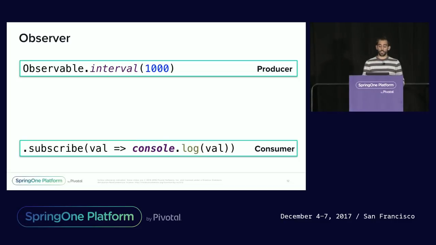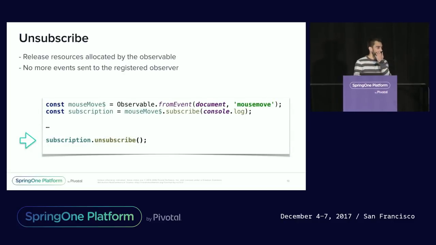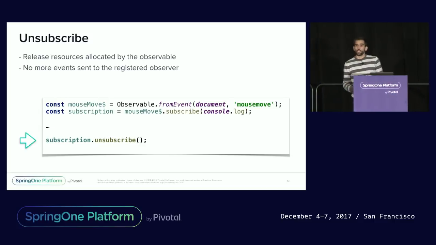But in between the producer and the consumer, we can have a pipeline of operators. And that's basically the value of RxJS. Right? So how we basically deal with the values that come from the producer into the consumer. So this is basically what really gives, right, the power to RxJS. So when you subscribe to an observable, usually we create resources.